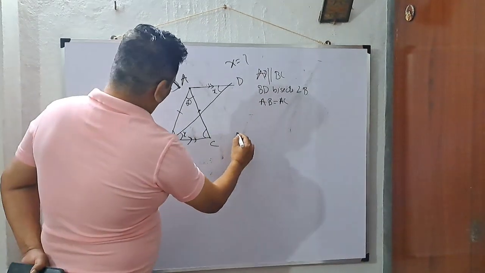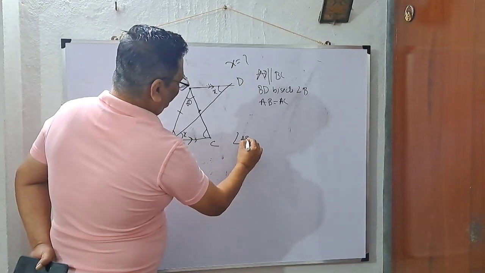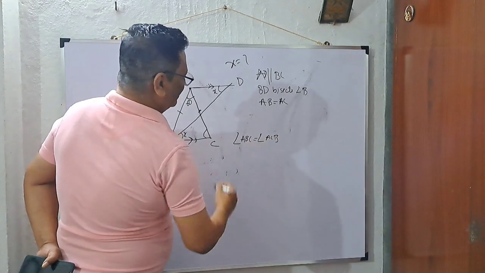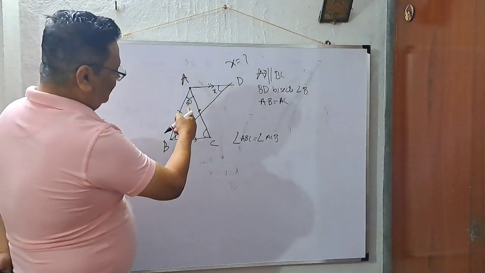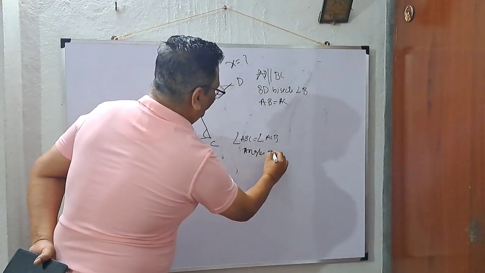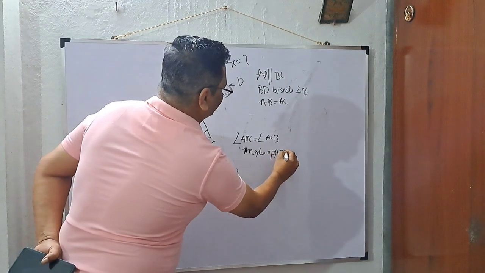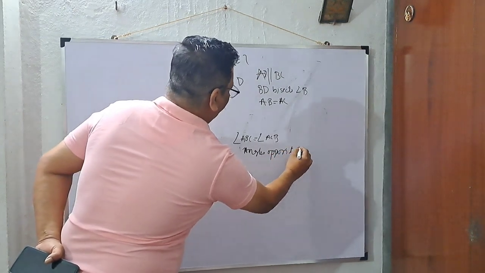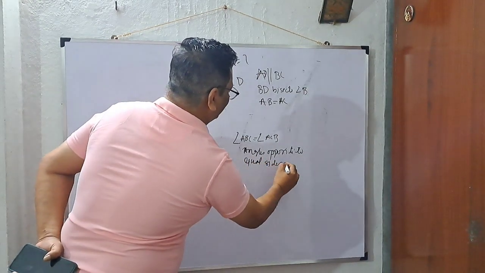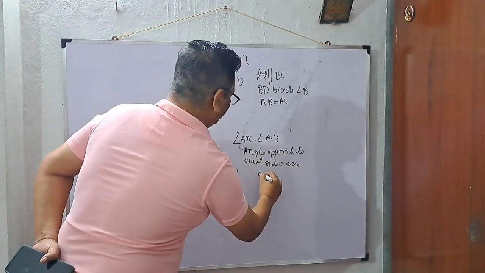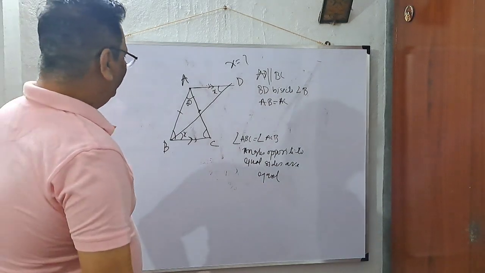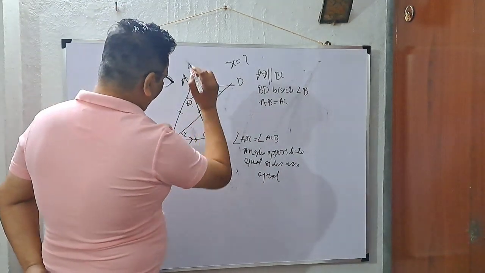So we have angle ABC is equal to angle ACB, because these are angles opposite to equal sides. Angles opposite to equal sides are equal. Correct? That's why they are equal. So that means this is 60 degree.